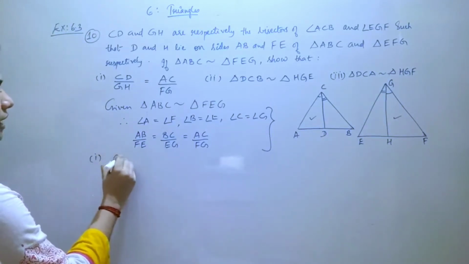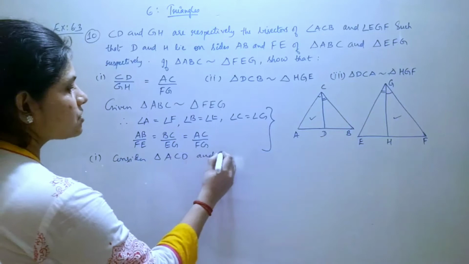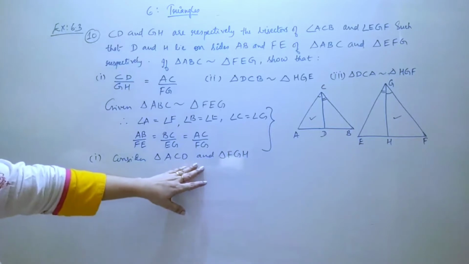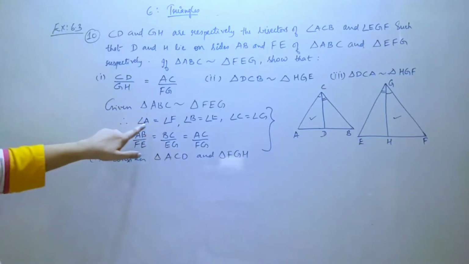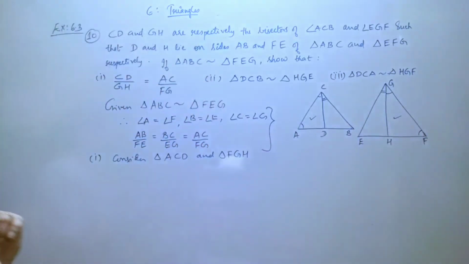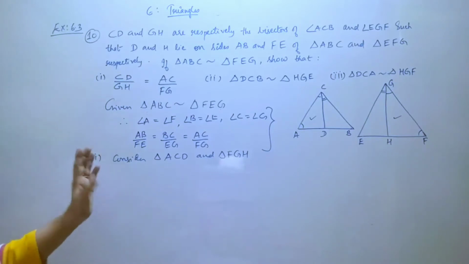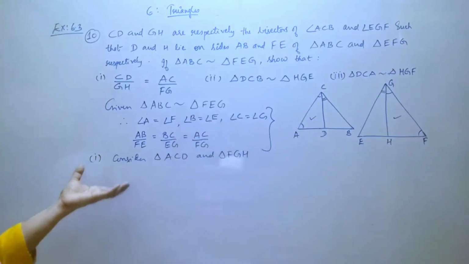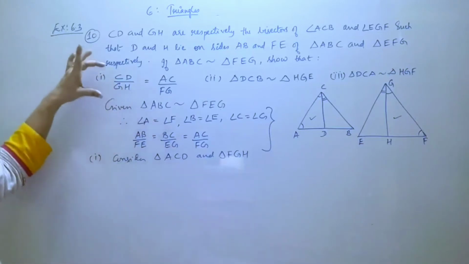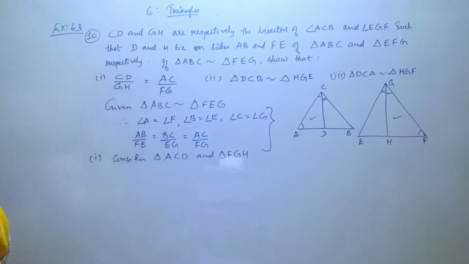For the first thing, consider triangle ACD and triangle FGH. Now in these two triangles, the concept which we have already is angle A is equal to angle F. This angle is equal to this angle, right? Angle A equal to angle F. Now if we are able to show one more corresponding angle to be equal, then we can say the two triangles are similar, and by the corresponding sides proportionality, we can just reach here. So our purpose is to get one more angle.